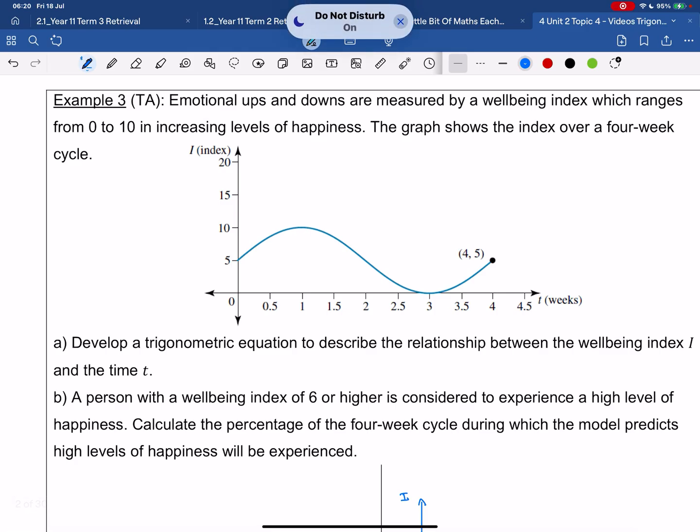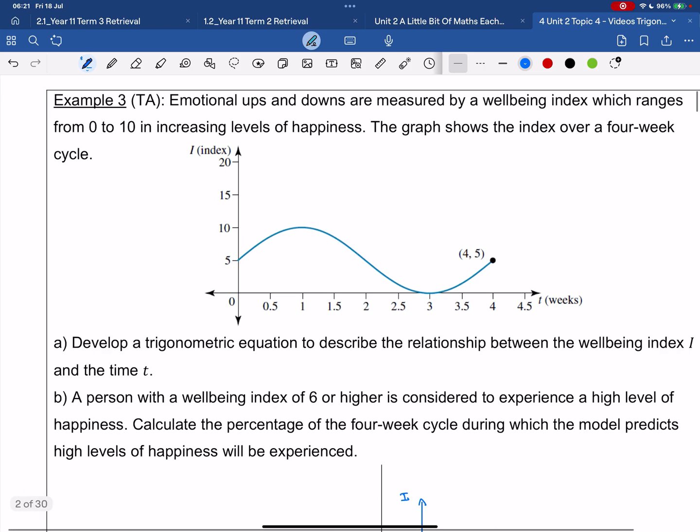Emotional ups and downs are measured by a well-being index which ranges from 0 to 10 in increasing levels of happiness. The graph shows the index over a 4-week cycle. Develop a trig equation to describe the relationship between the well-being index I and the time t. So let's just have a look at this graph.